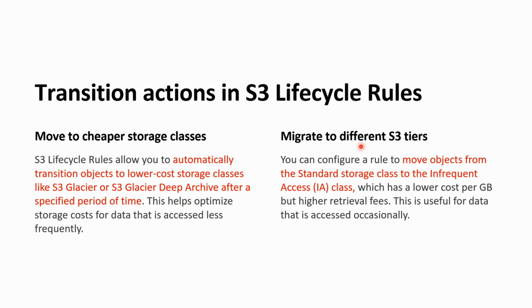Next point is migrate to different S3 tiers. You can configure a rule to move objects from Standard storage class to Infrequent Access (IA) class, which has lower cost per GB but higher retrieval fees. This is useful for data that is accessed occasionally.